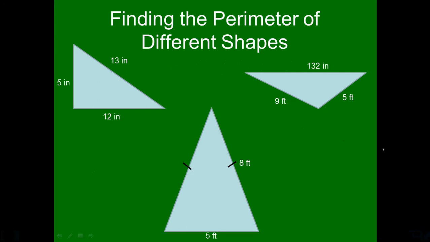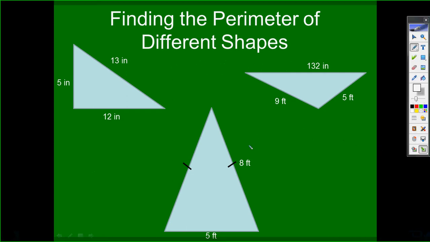Looking at these 3 examples, each of these examples shows you something slightly different with triangles. The first one is a right scalene triangle. All 3 side lengths are different. 1 right angle, 2 acute angles. This is actually a primitive Pythagorean triple, 5, 12, 13. And my perimeter here would be 5 inches plus 12 inches, which is 17 inches, plus 13 inches, which is 30 inches. So my perimeter, or the length around this triangle, would be 30 inches.